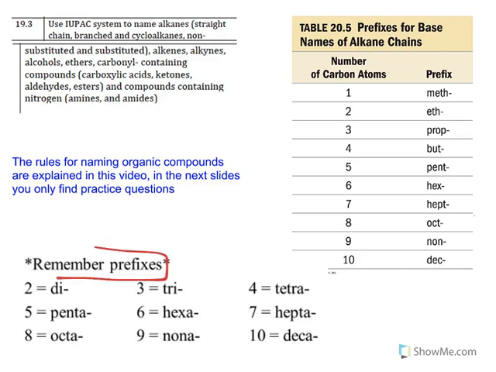Also, you need to remember the below prefixes. We use these prefixes to name substituents. If I have, let's say, 3 substituents made up of the same number of carbons, I will use tri. If I have 2 substituents of the same number of carbons, I will use di.